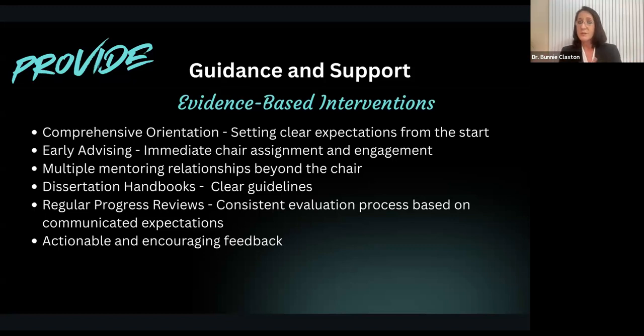Regular process reviews. This is where we're talking about those weekly assignments and that weekly feedback. They're getting consistently evaluated so they know where they stand in the process. If they're behind or if they're doing it wrong, they know early on, not after they've written the first 3 chapters of their dissertation, and then the chair just rips it apart because it was done wrong, according to the chair. So in this feedback, we're going to give them this actionable and encouraging feedback.